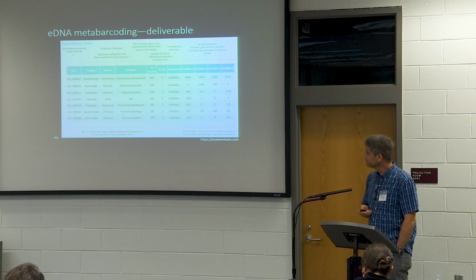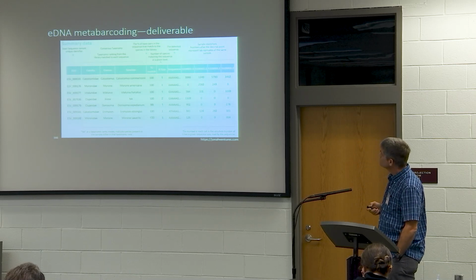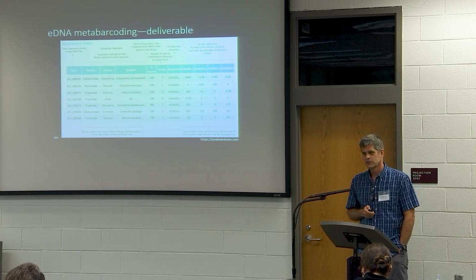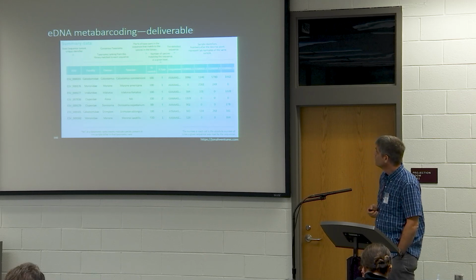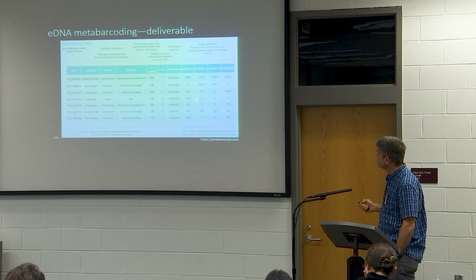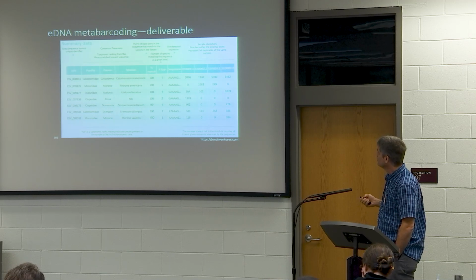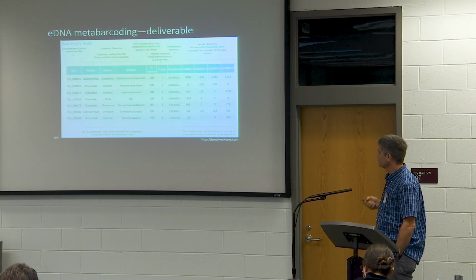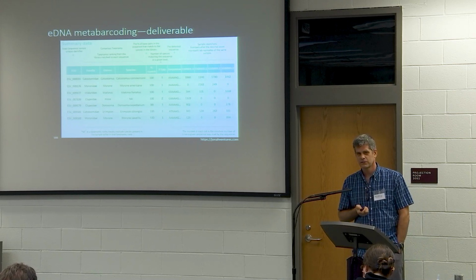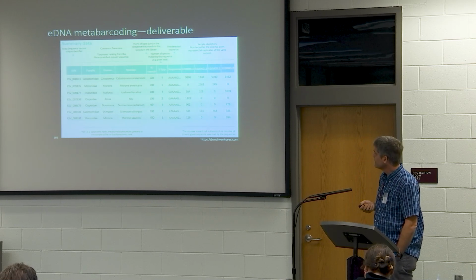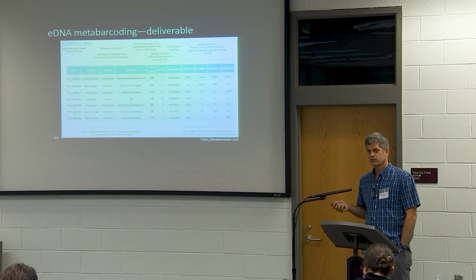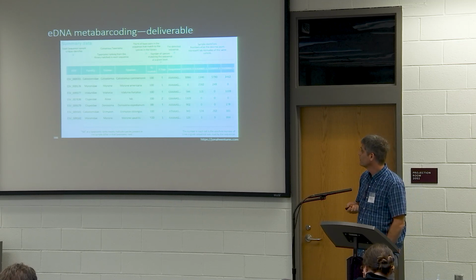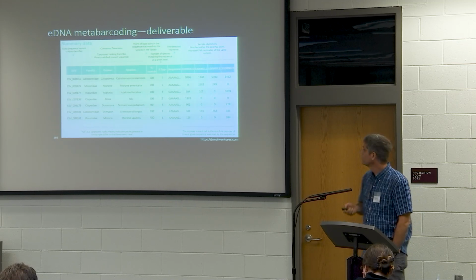as a deliverable. So each row is a different sequence that was detected, and these columns over here are sites, and the numbers are called read counts. The read count is just the number of times a given sequence was detected in the sample. So you could have multiple sequences that correspond to the same species, and that's what we found.